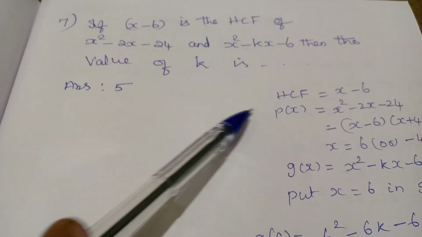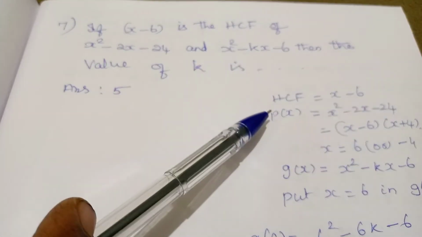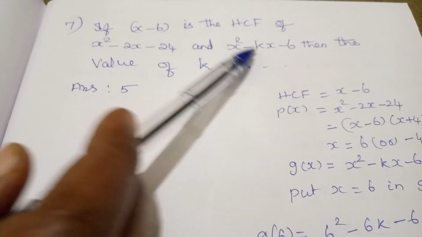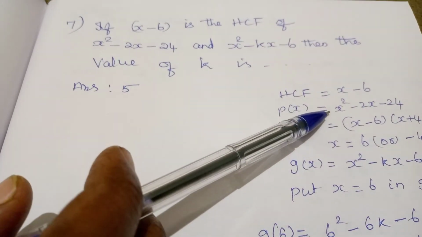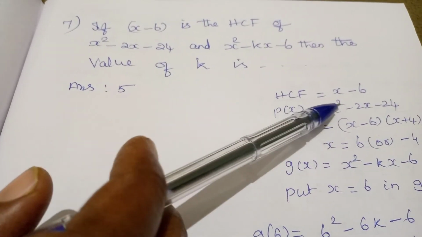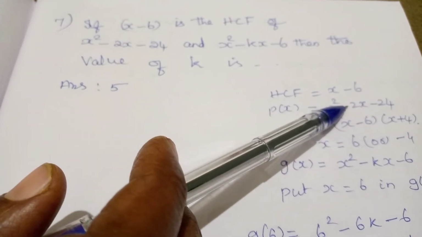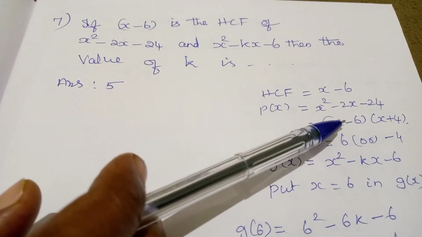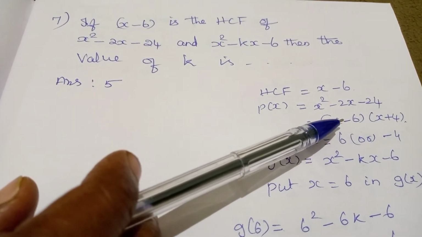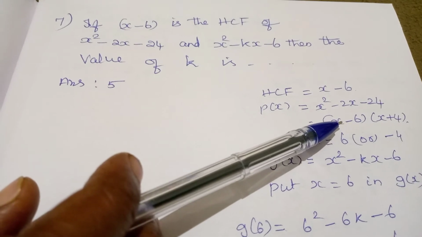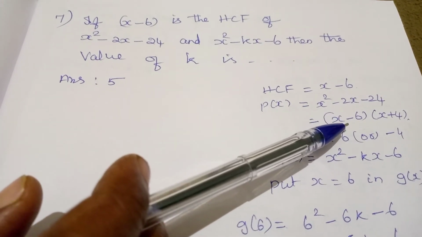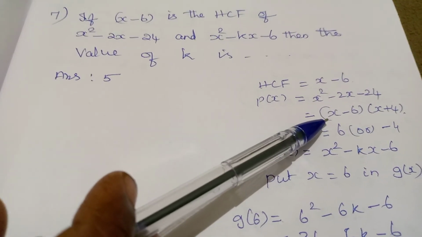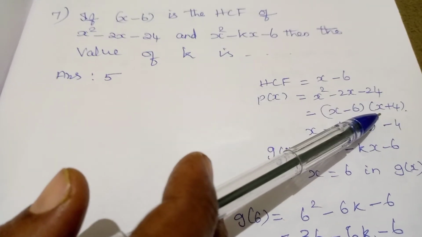So what to do now? HCF is equal to x minus 6. Let us take the first equation as p of x and the second equation as g of x. Consider the first equation and factorize it. Multiplication number minus 24, addition number minus 2. What are the factors? Guess it. When we multiply, we get minus 24, so minus 6 and plus 4. Multiply, we get minus 24; add, we get minus 2. In factor form, we can write x minus 6 into x plus 4.